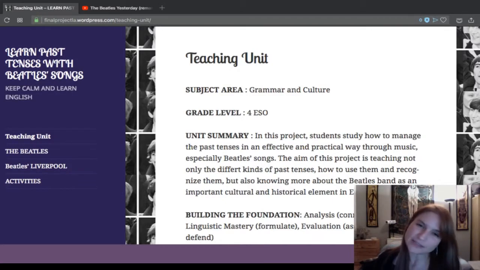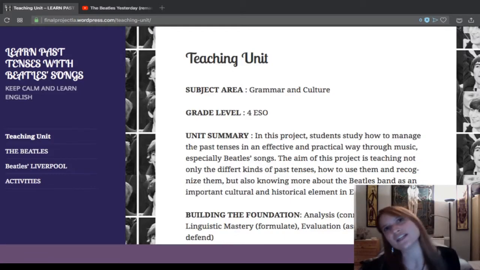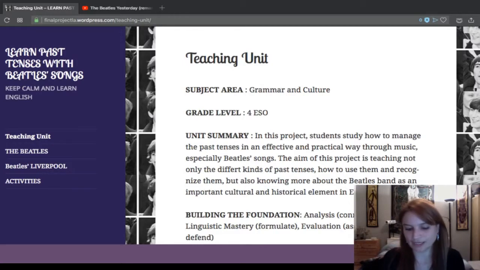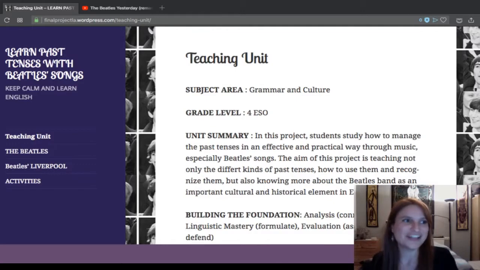I am a great Beatles fan, so I think the Beatles are a good example, not only for the language, because they spoke and sang in very proper English, but also because they can be considered a symbol of English culture during this historical period, the 60s and the 70s. So that's why I made a lot of activities based on the Beatles.